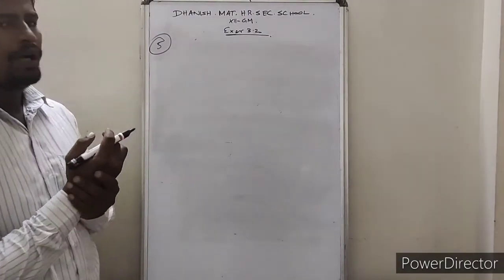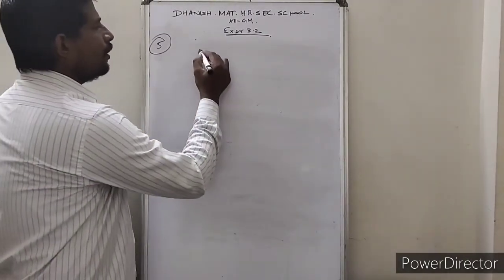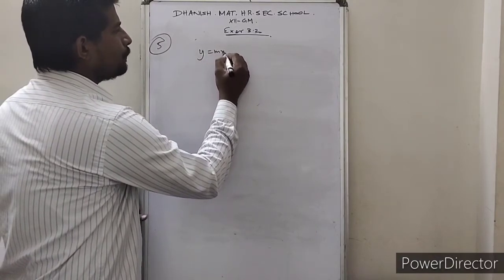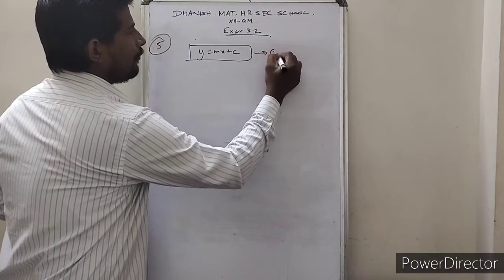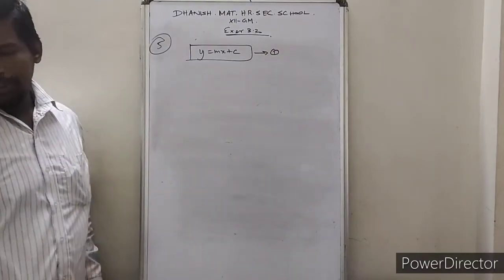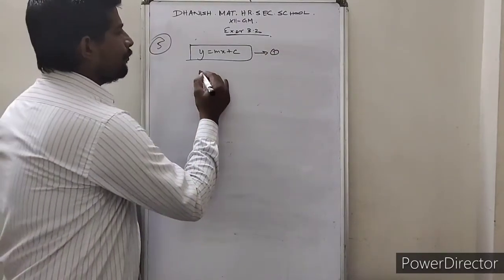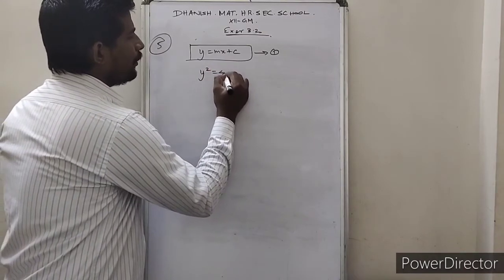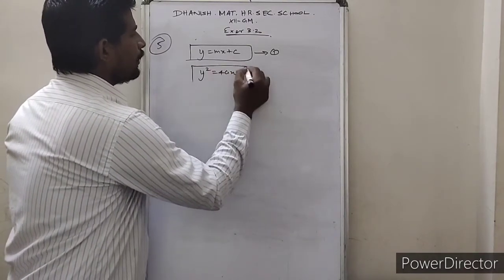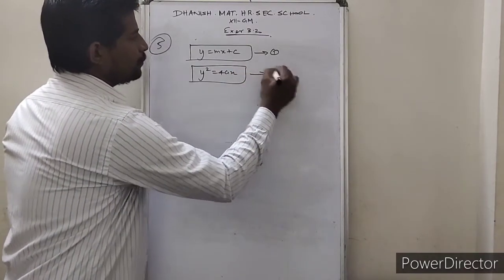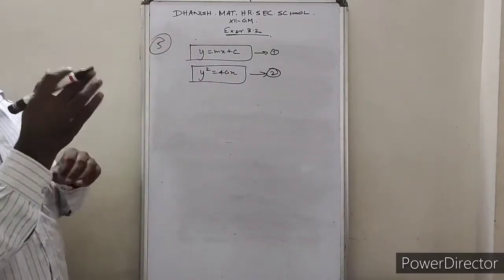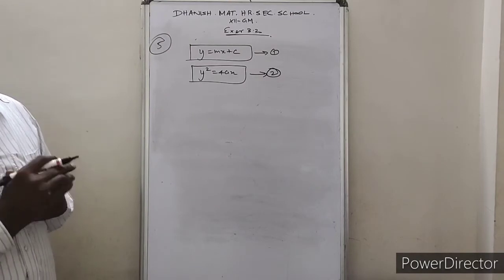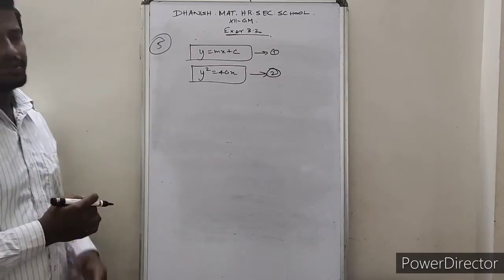First I am going to take a general equation of a straight line, y equal to mx plus c. We can consider this as equation number 1. Now I am going to take the general equation of a parabola, y square equal to 4ax. We can consider this as equation number 2. Now we are going to prove these two are intersecting only at 2 points.